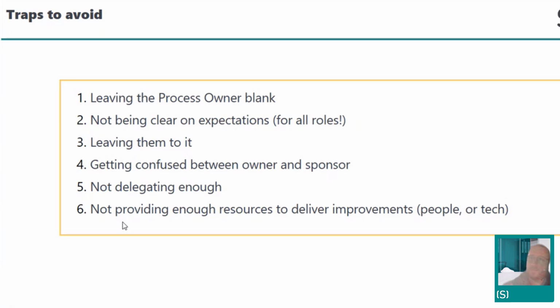And then the other one is not providing enough resources to deliver improvements. This one actually came from Colin when I asked for the guys' advice. You're asking process owners to not just manage processes, but to improve them, to own that continuous improvement. The worst thing you can do is to then not support them on those changes. So making sure that you've got a plan to deliver on those improvements is crucial.